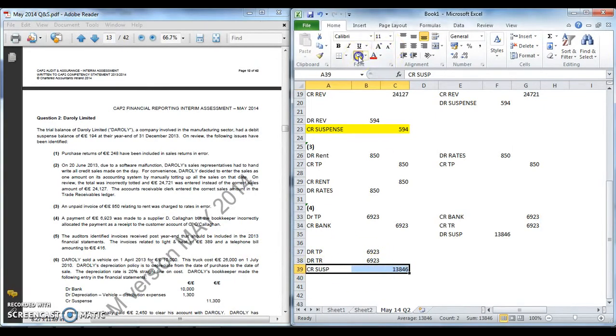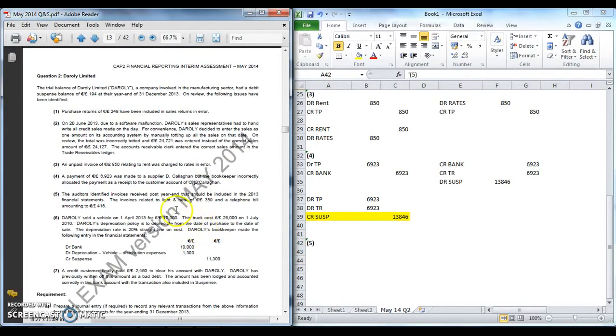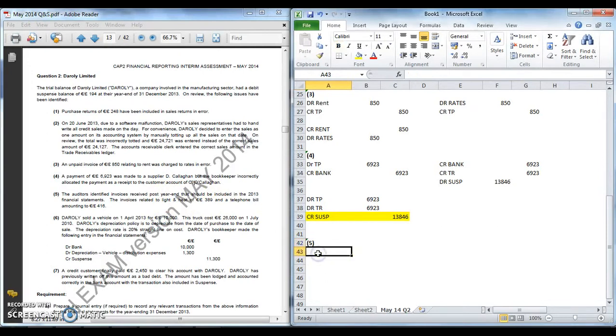So now we have another highlighted part of a credit suspense of 13,846 that will now be used for our part B. Next one, part 5. We're looking at the auditor's identified invoices received post year end that should have been included, so accrued expenses that weren't put in.